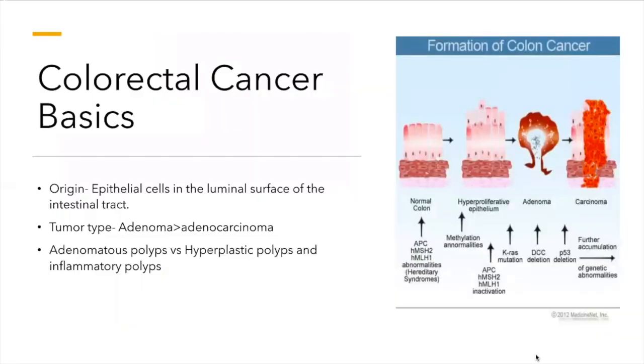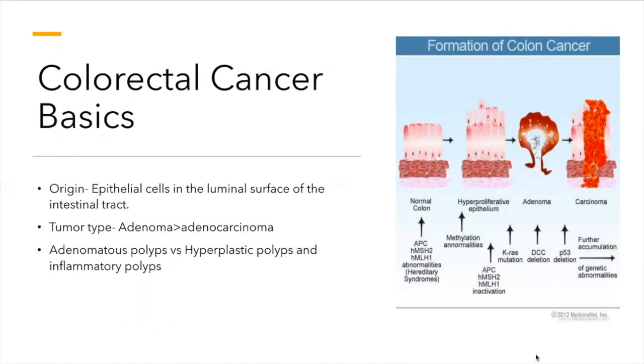For the origin of colorectal cancer, it comes from the transformation of epithelial cells in the luminal surface of the intestinal tract to cancerous cells. The process is by transforming normal epithelium of the colon to an adenoma, which will eventually become an adenocarcinoma. The adenomas start as polyps, but as we all know, not all polyps are cancerous.